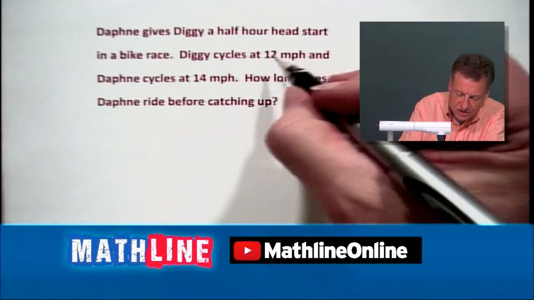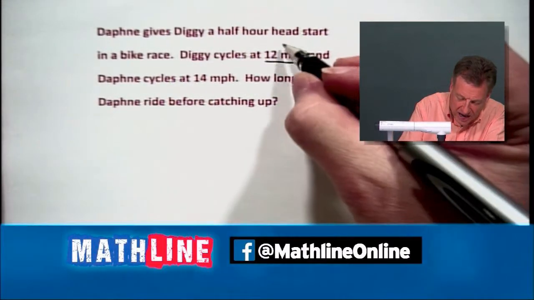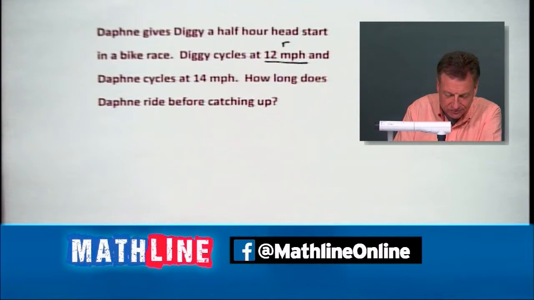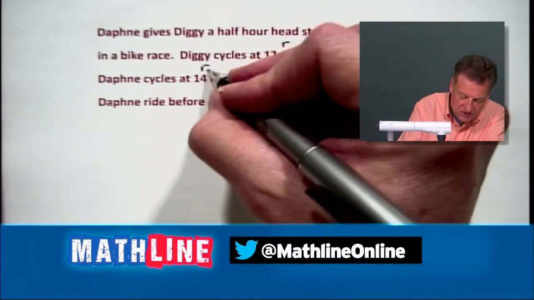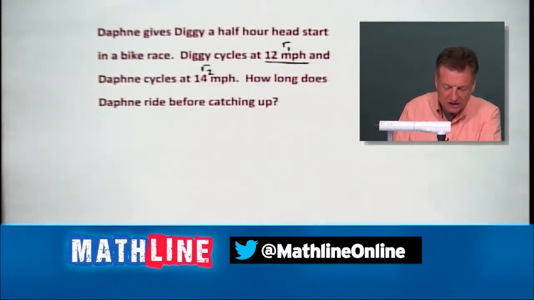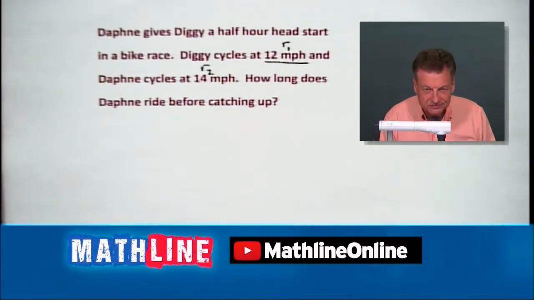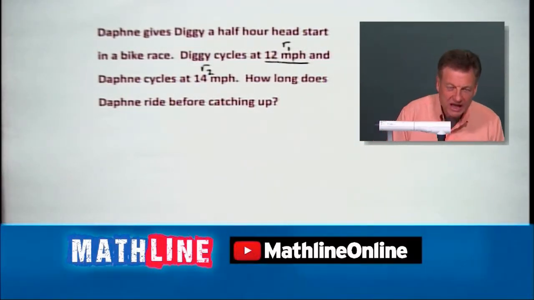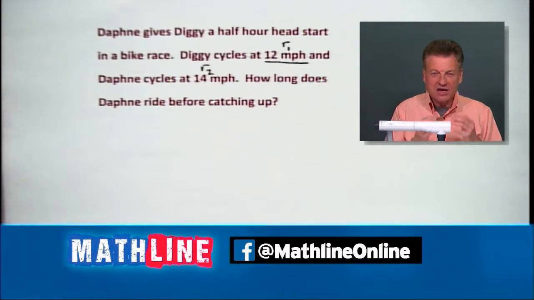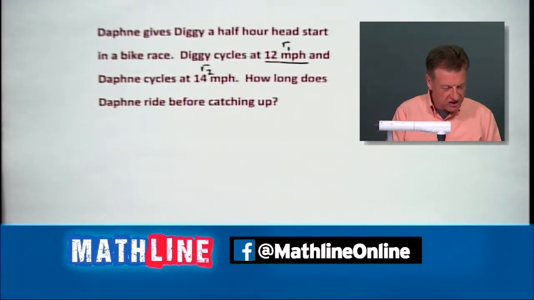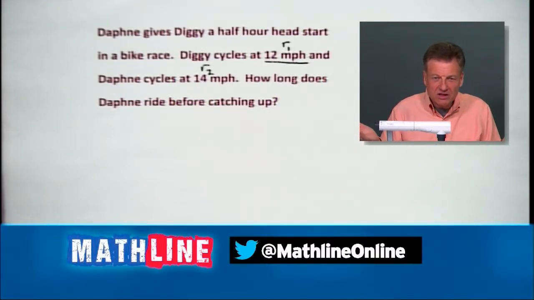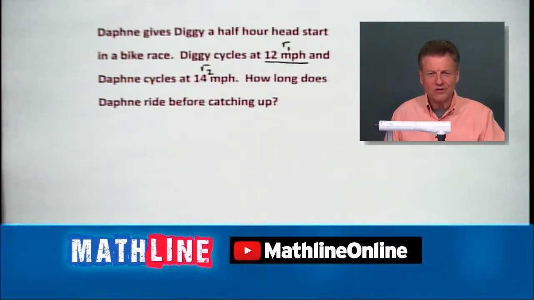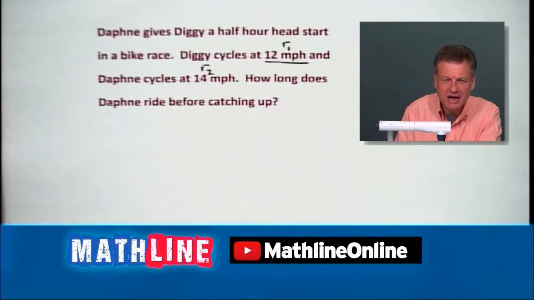Diggy cycles at 12 miles per hour. That's his rate. Daphne cycles at 14. So we got two rates going here. Now this is one of those: how long does Daphne ride before catching up? And I know the first thing some of you are thinking: how long does it take? Well, don't we need to know the distance? Wow, maybe we do. Let's talk about it here.